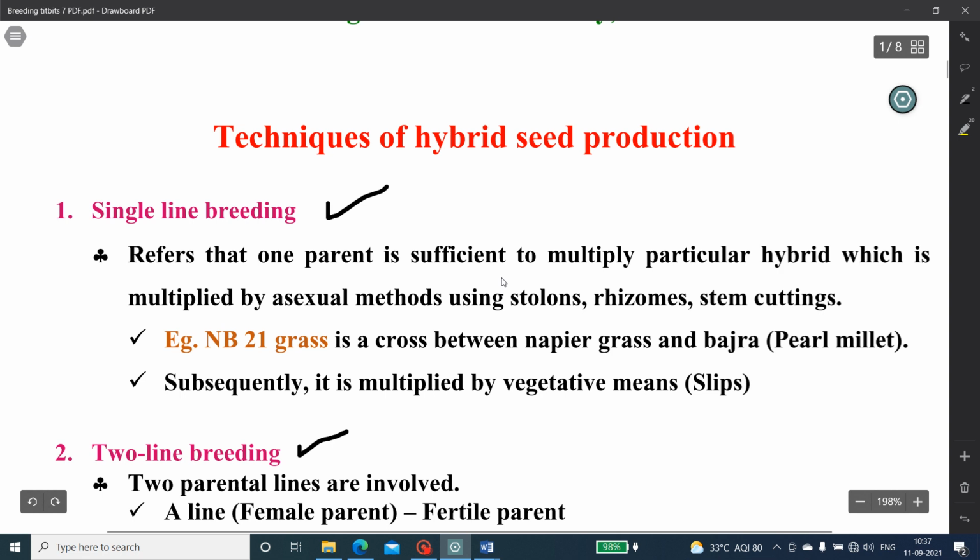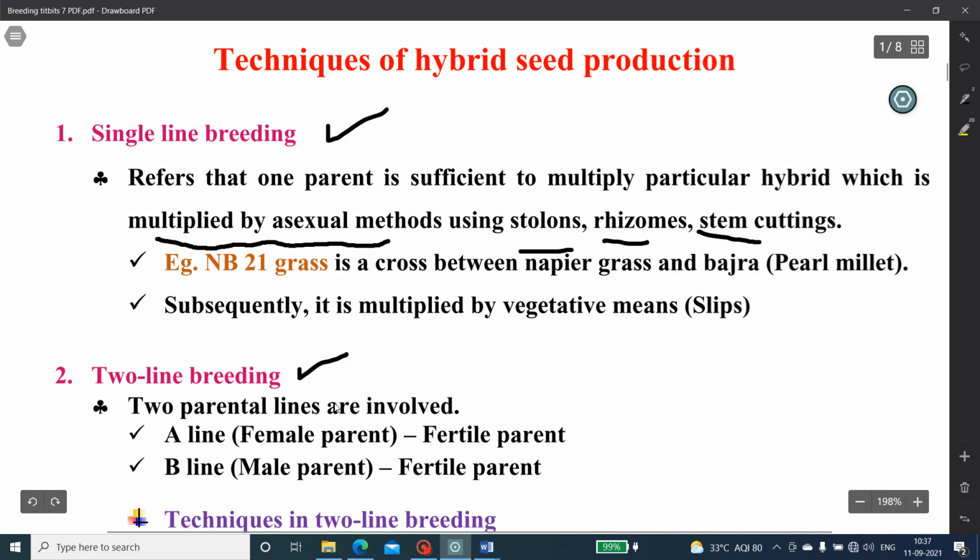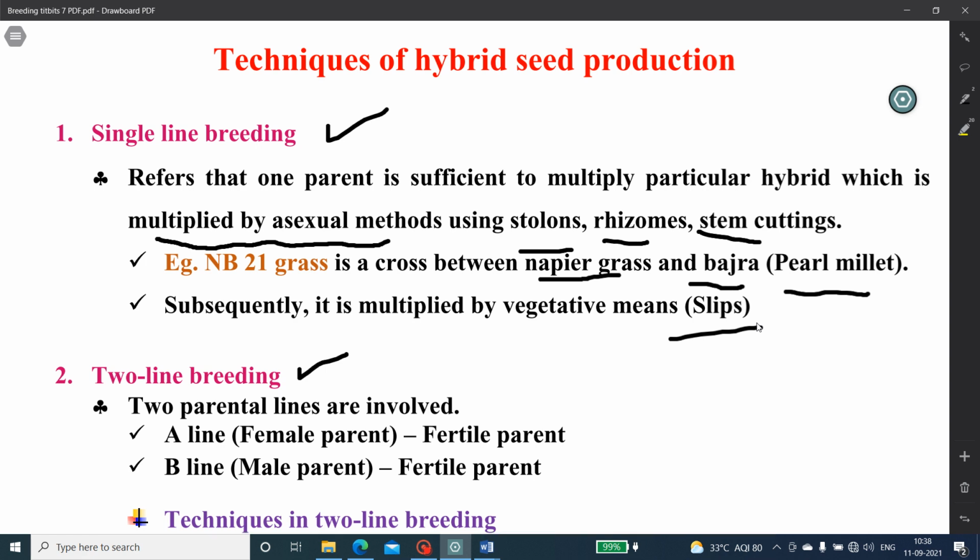As far as single line breeding is concerned, it is one parent in which the hybrids have been developed, and in subsequent generations it will be multiplied by asexual means using stolons, rhizomes or stem cuttings. The classical example for single line breeding is the NB21 grass, or Napier Bajra grass. It is a cross between Napier grass and Bajra, that is pearl millet. Subsequently, the F1 hybrid will be multiplied by vegetative means, that is slips, and given to the farmers or stakeholders.